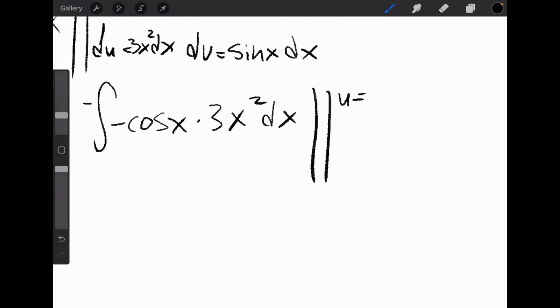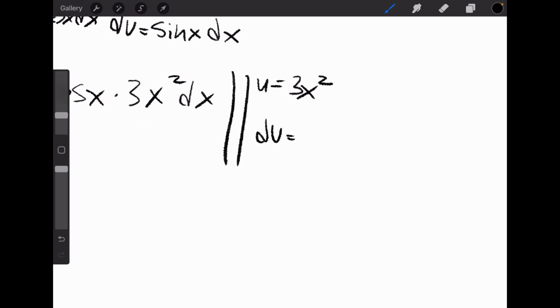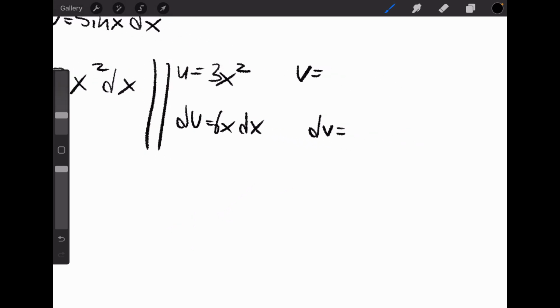So again, u equals 3x squared, du is equal to 6x dx. And then v and dv. dv is going to be negative cosine of x dx, and then v is going to be negative sine of x.